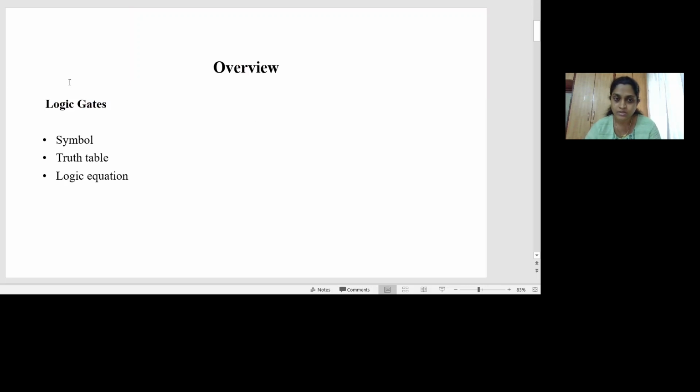Now, today in this session, we'll be covering the logic gates, what a logic gate is, their symbols, what a truth table is, what logic equations are. So, all these things will be covered in this current session. I'm taking a session about logic gates because this is a prerequisite whenever you want to do PLC programming. So you should know about the logic gates. This is very important if you want to understand PLC programming.